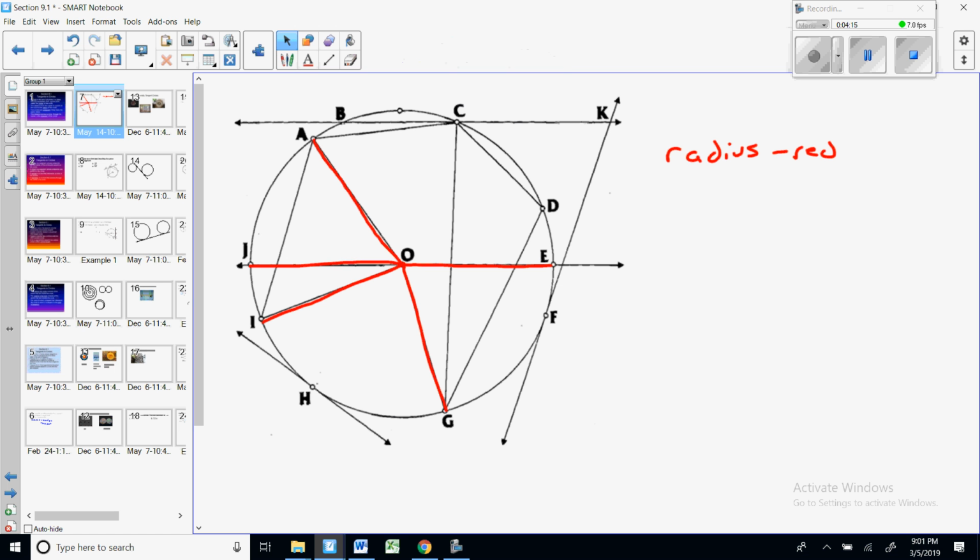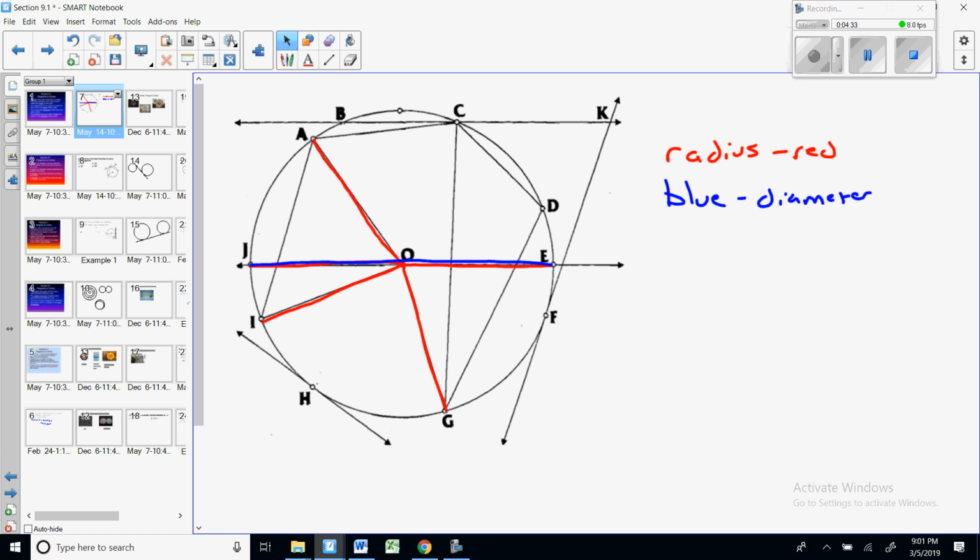Similarly, for blue, we're going to use the diameter. In the picture that we have, there's only one diameter of the circle, and that is a segment from J to E. It passes through O, but that is the only diameter of the circle that we have in this picture.